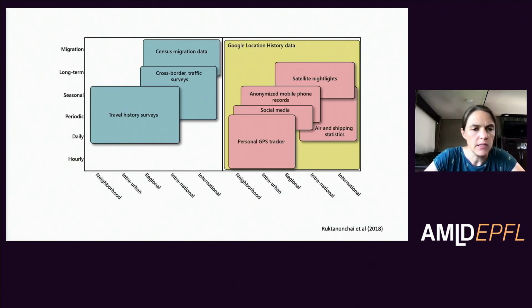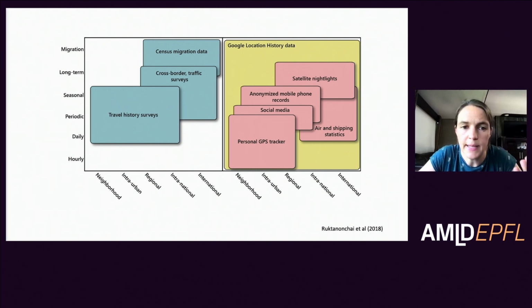So until the last, I would say, 10, 15 years, there were really limited sources of information about both within population contact rates as well as between population contacts and connectivity between places that drive the spatial spread of disease. So in the past, we relied on things like travel history surveys, census data, cross-border surveys and things like that. And here, this graph is divided on the x-axis into the spatial dimension from neighborhood all the way up to international, and the y-axis is the temporal scale, so very rapid timescales all the way up to long-term timescales.